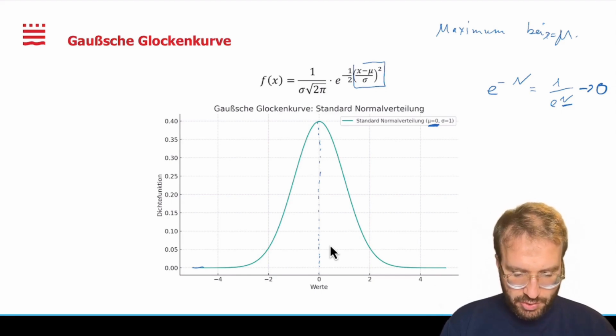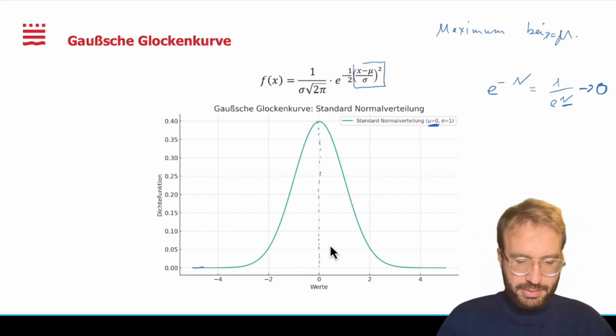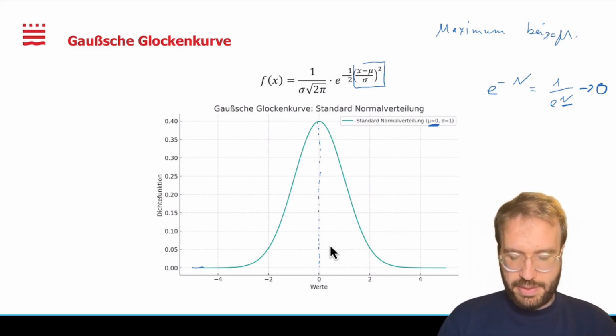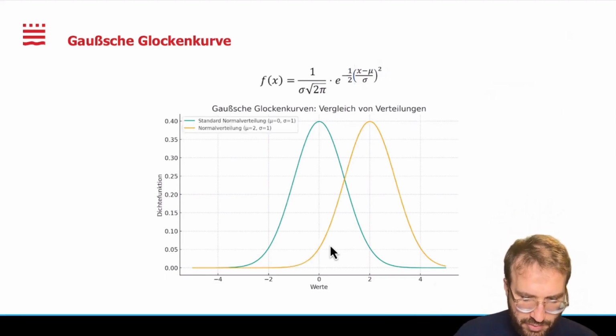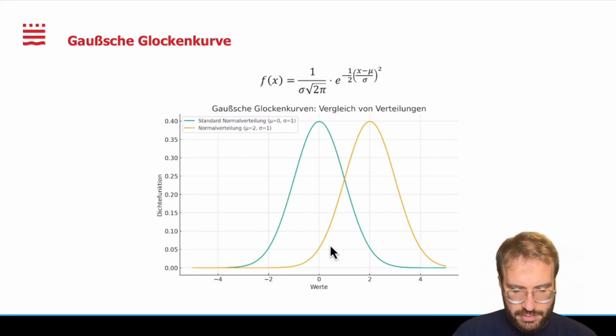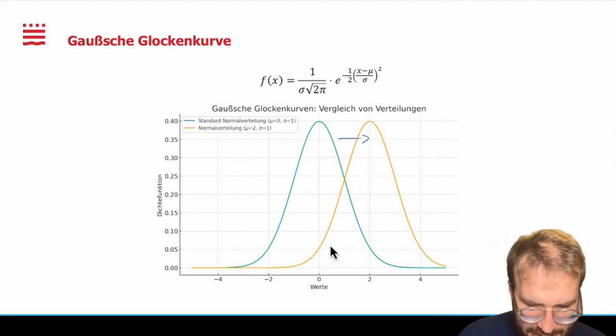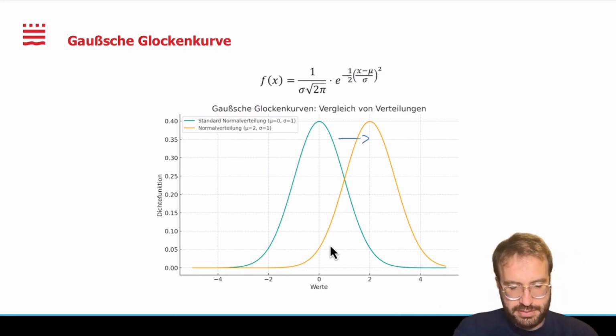Exactly, you could, for example, differentiate the function again, and then maybe you can also see why the maximum actually lies there. So first of all, let's look at what happens when we set μ to 2. Then it's basically just a shift to the right without any compression or stretching, which means the maximum just shifts.